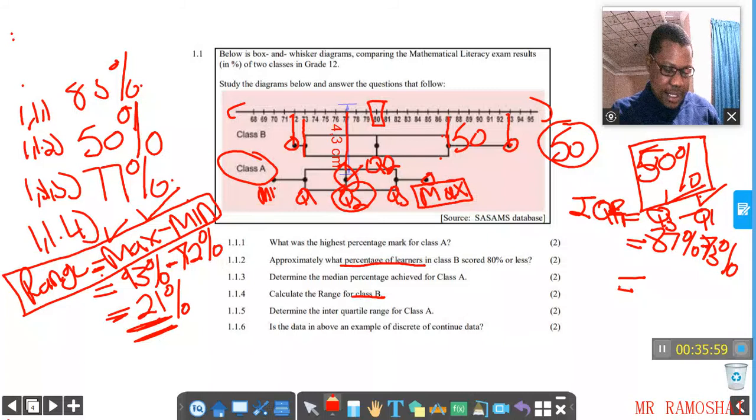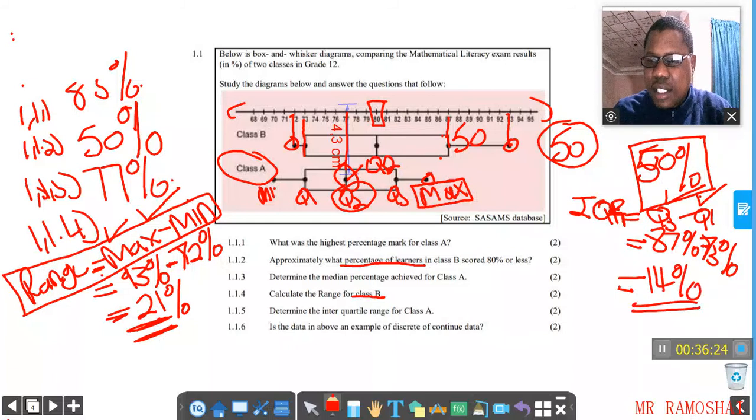Therefore we get, is it 9? I think something like 9. 87 minus 73, 14. Yeah, 14. All right, so our interquartile range is 14%.